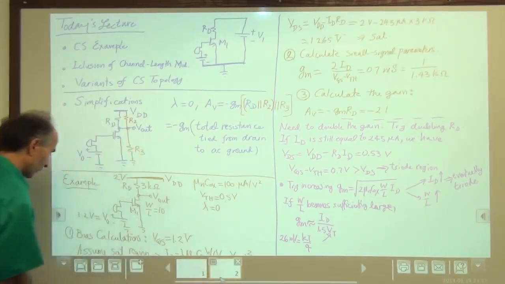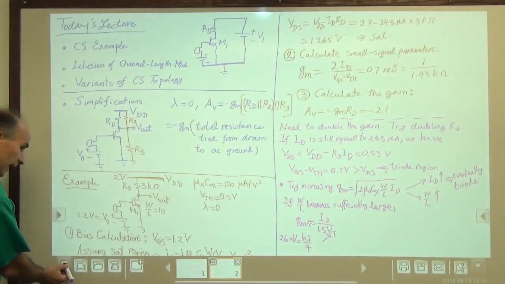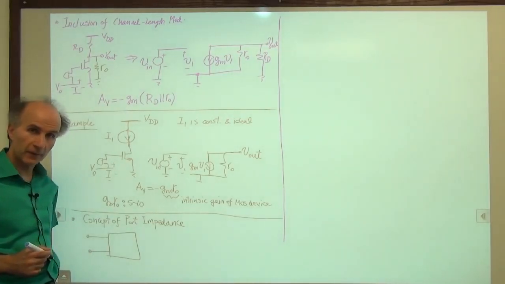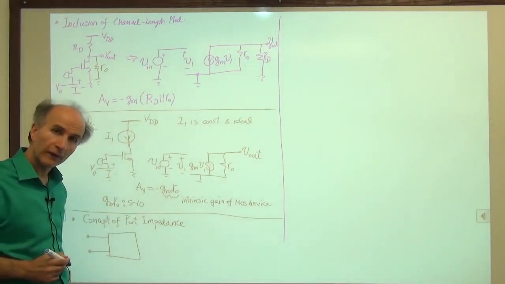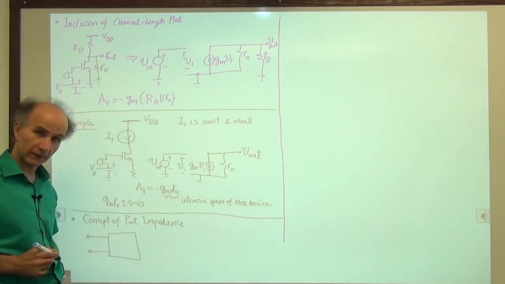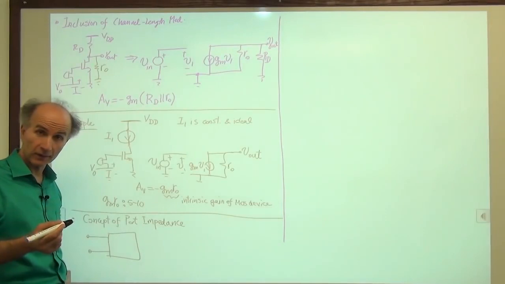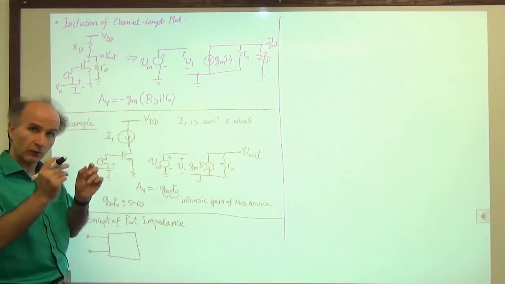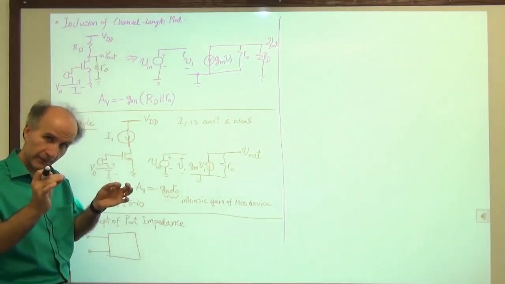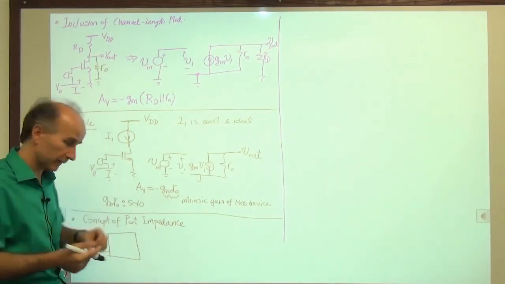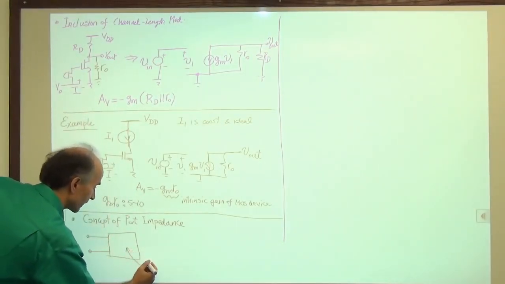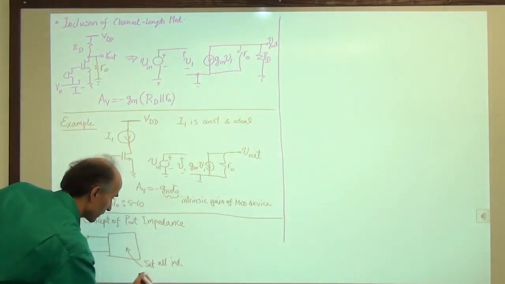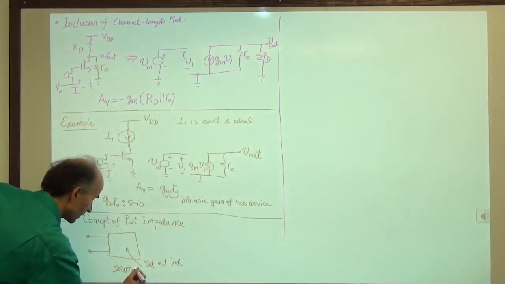So for a port, we can define an impedance, and that impedance is calculated as follows. We do it in two steps. Step number one, we kill all the independent sources inside the circuit. By kill, we mean we set them to 0. Every single independent source, voltage source or a current source, is set to 0. A voltage source set to 0 becomes a short circuit. A current source set to 0 becomes an open circuit. So I will write here, set all independent sources to 0.